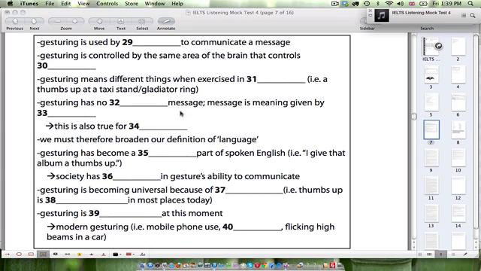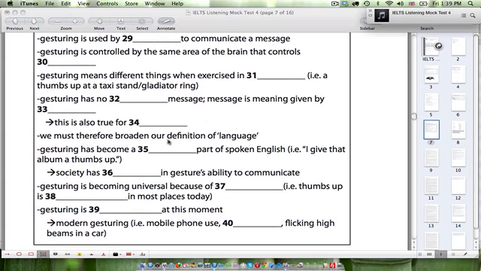Section 4. You will hear a lecture on the subject of human gesturing. First, you have some time to look at questions 29 to 40.